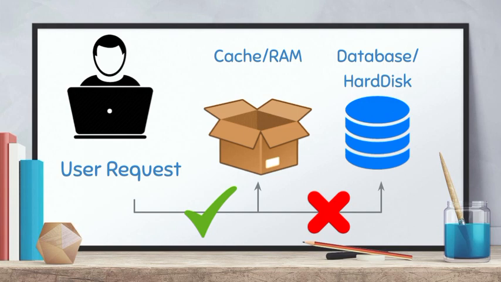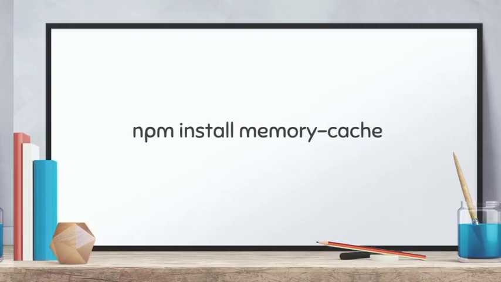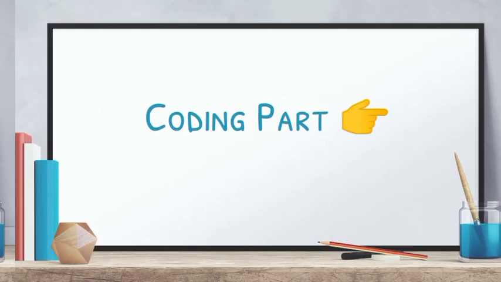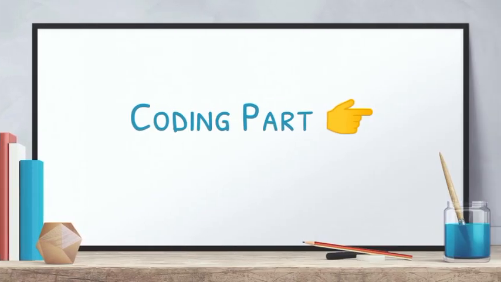To implement the memory cache in our Node.js application, we need to install the package memory-cache. To install the memory-cache package, you can use the npm install command. Here is an example. Now we are moving to the coding part.